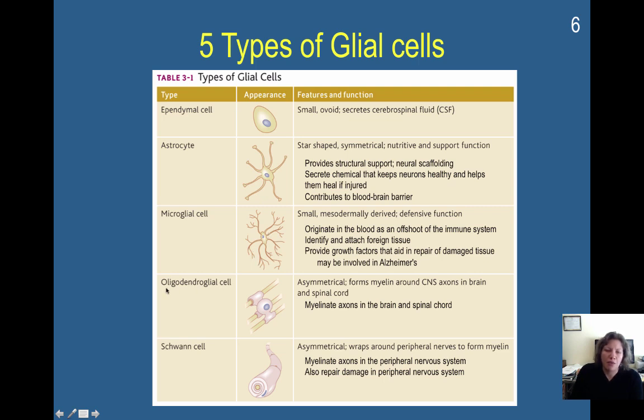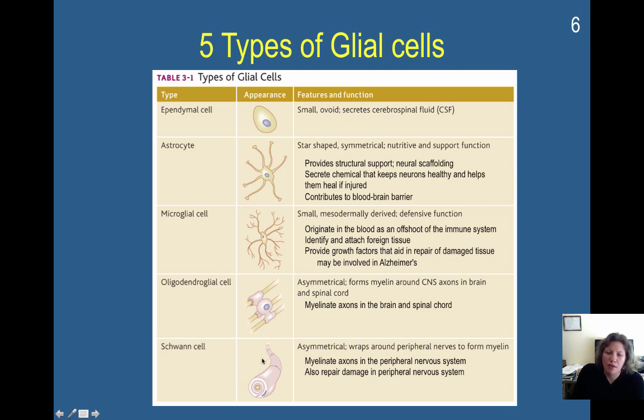Then you have the oligodendroglial cell, and this forms myelin around CNS axons in the brain and spinal cord. So this is really important because myelin is what helps neurons communicate very rapidly. So we'll be talking about this cell in greater length in subsequent chapters.